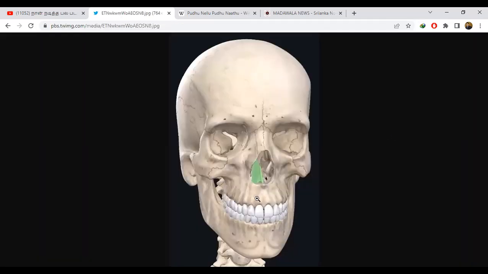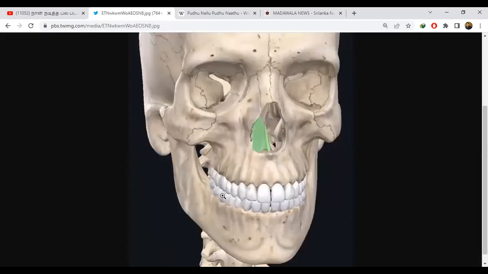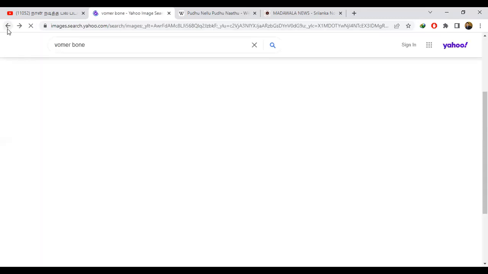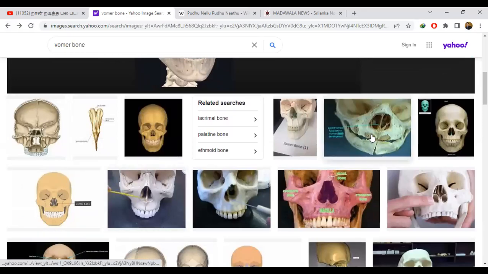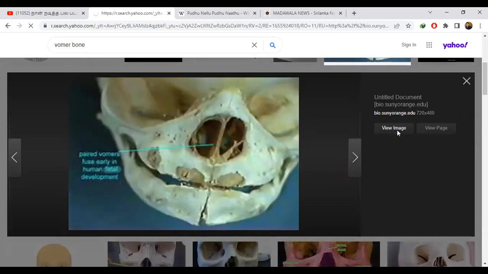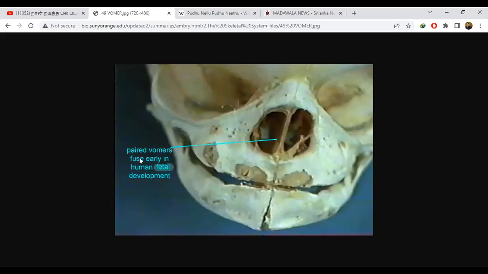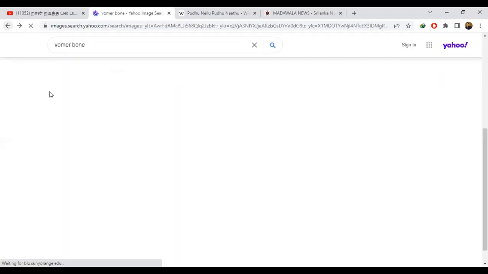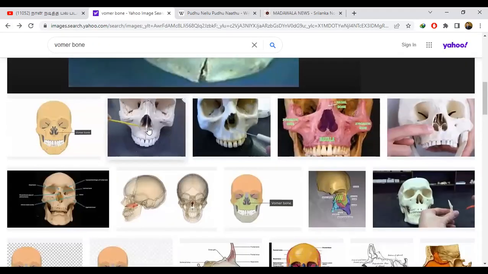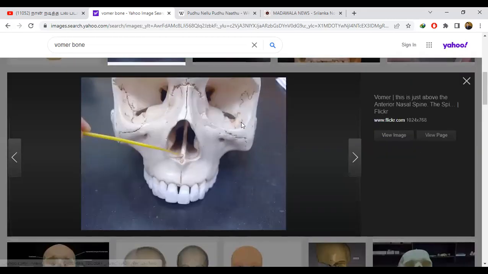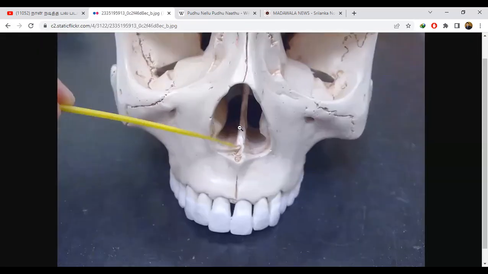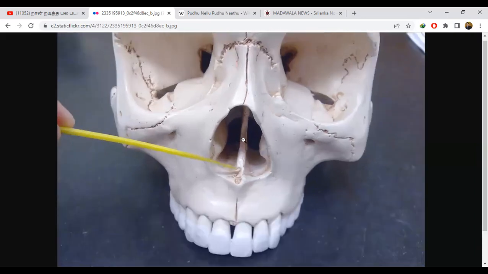This is how the vomer is situated. The vomer can be reached through our nose, right? Can you see the vomer? Okay, that is the vomer bone. You can see the vomer bone, correct? Yes, sir. Can that bone be noticed from the outside, sir?